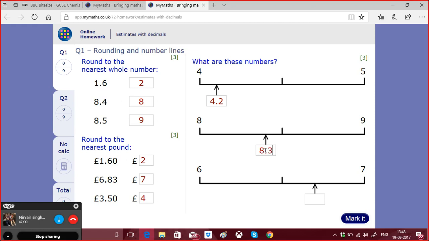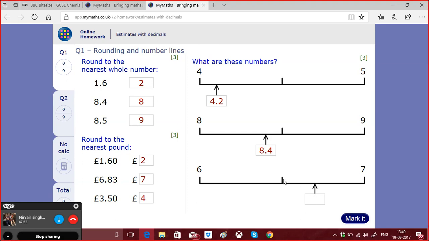8.35. 8.35 or soon? Okay. 8.35. No, 5 is not coming. Oh. I don't really get that one. I think it will be almost 8.4, because after there it is half. That is 8.5.